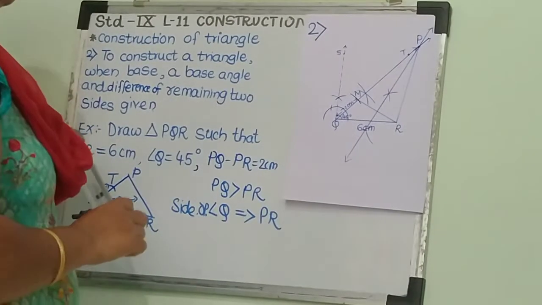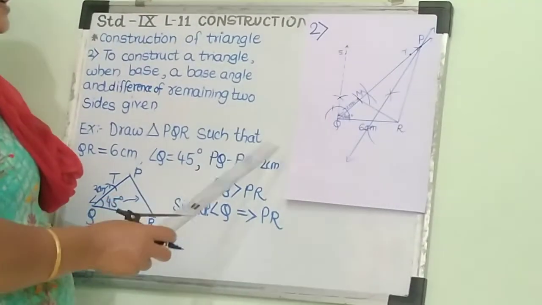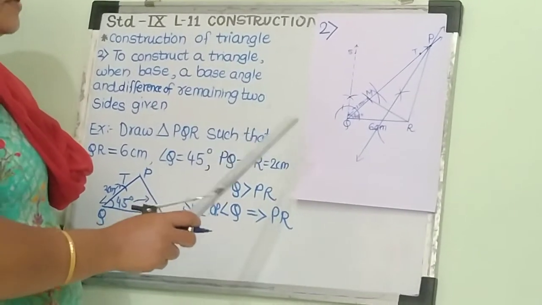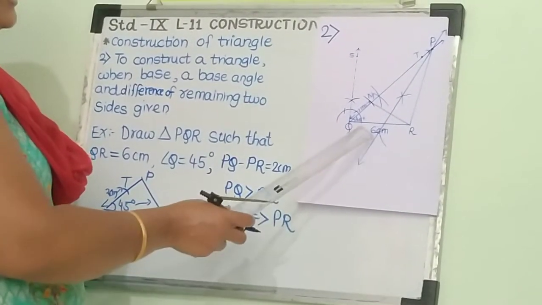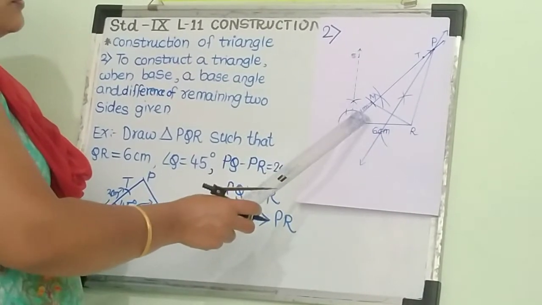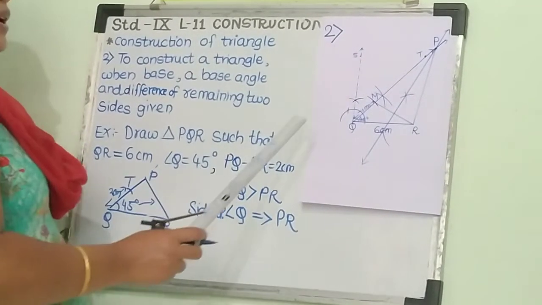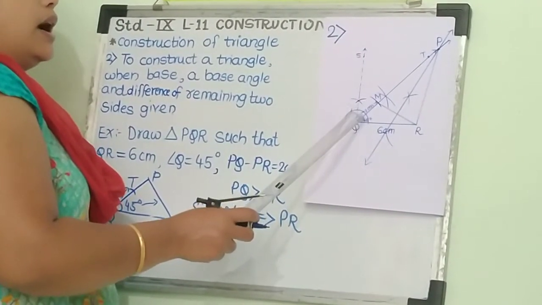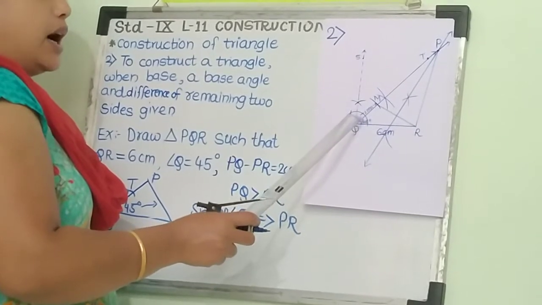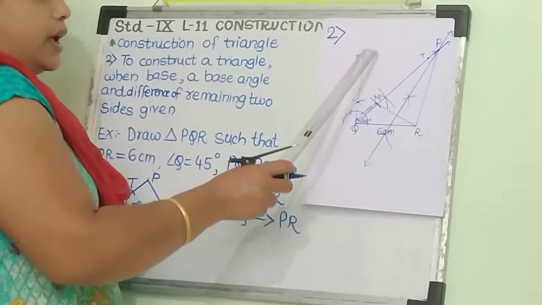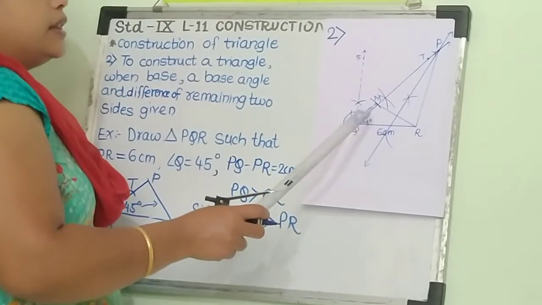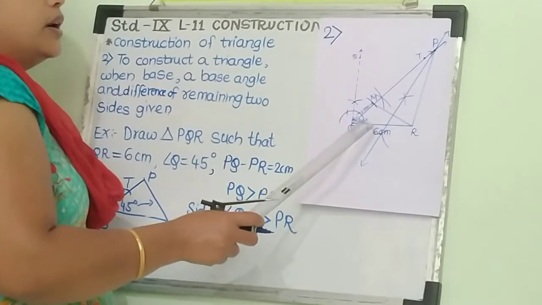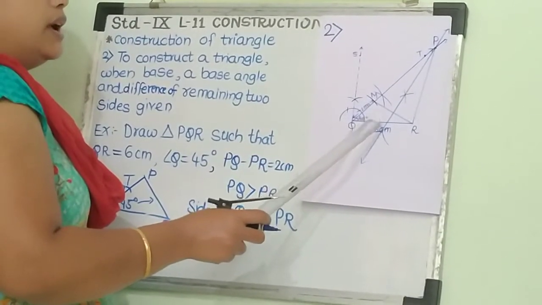So first onwards I am going to explain you again here. First we draw the QR, that is the base given. After that we have given angle, it is of 45 degree. So for 45 degree, first we draw 60 degree, 120 degree, and from 60 and 120 arc we draw angle 90 degree. Then we draw the angle bisector of 90 degree to get 45 degree angle.